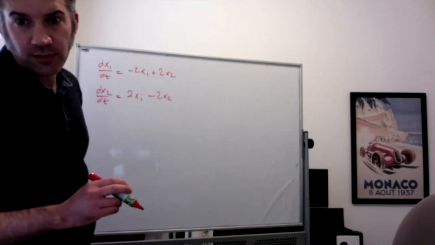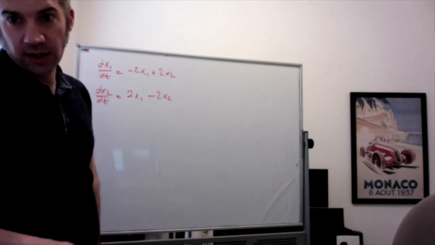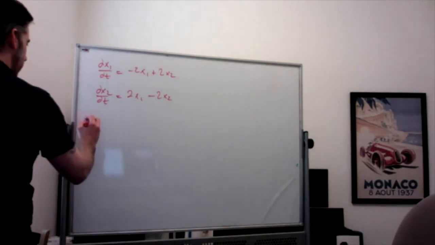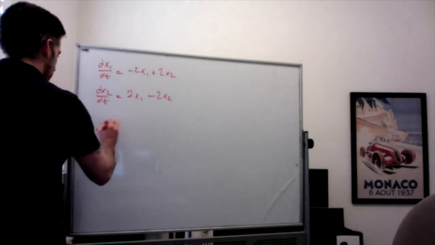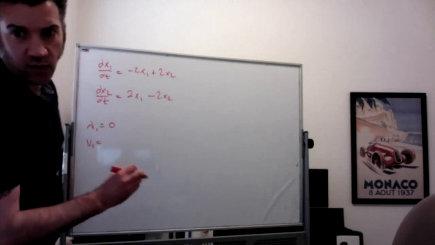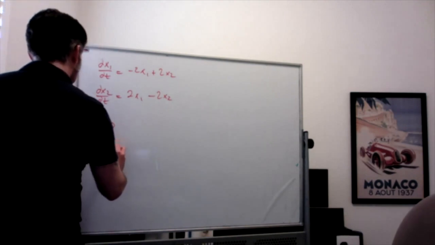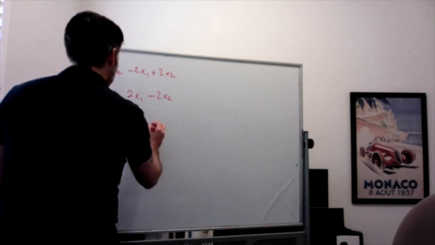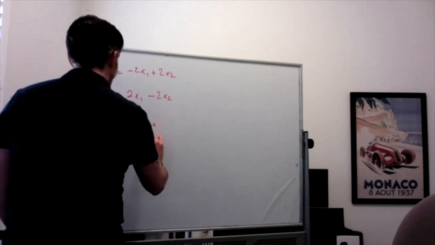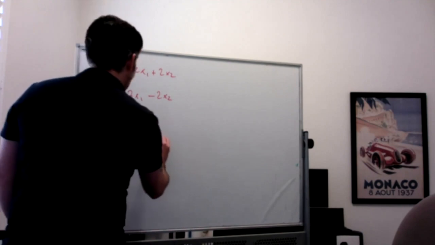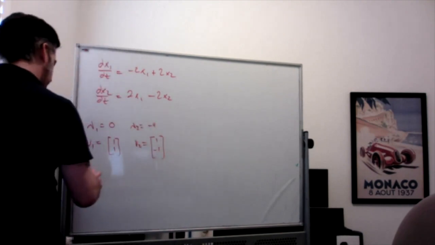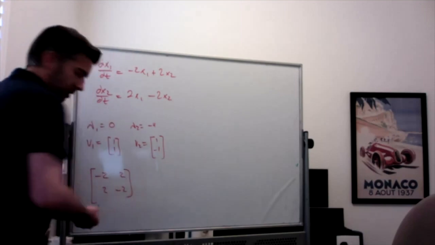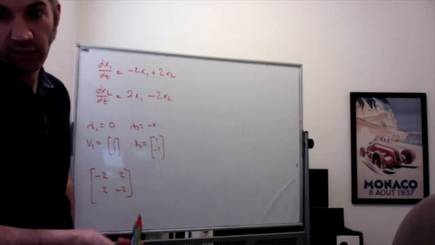Okay, so the first question: the eigenvalues and eigenvectors of the matrix are given as follows. Lambda 1 equals 0, and V1 is the eigenvector (1, 1). Lambda 2 equals negative 4, and V2 is (1, negative 1). The matrix they didn't write down is negative 2, 2, 2, negative 2, and that's the matrix we got these eigenvalues and eigenvectors from.